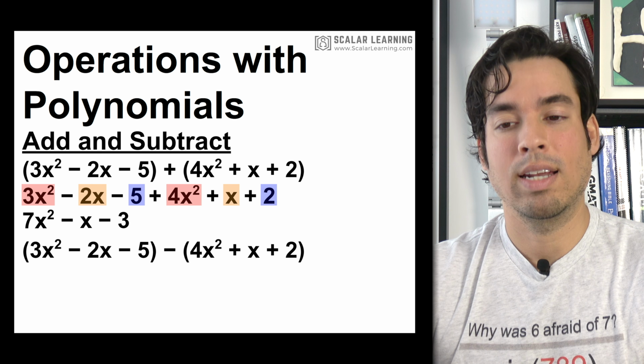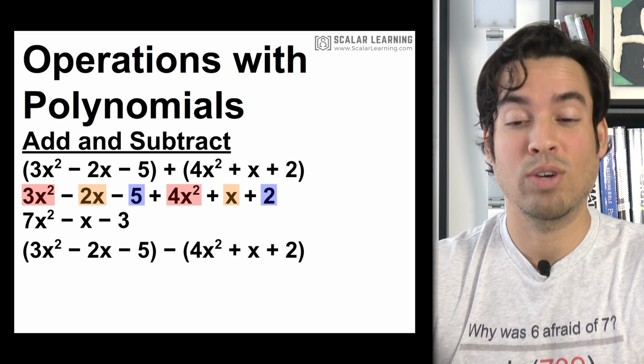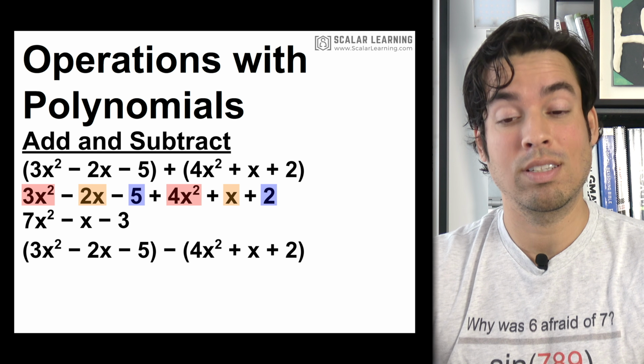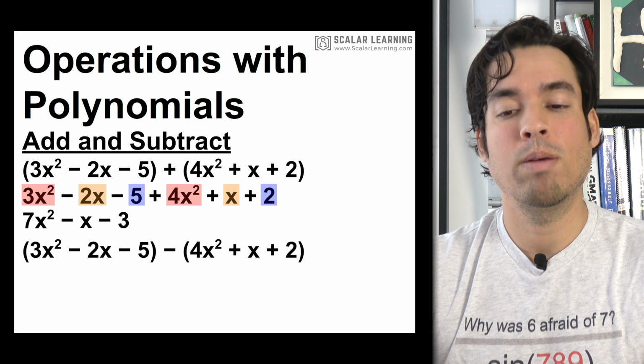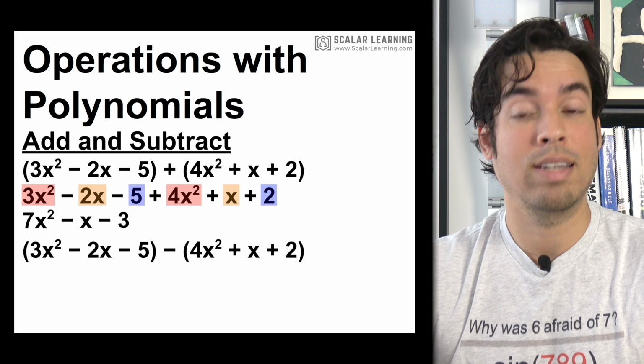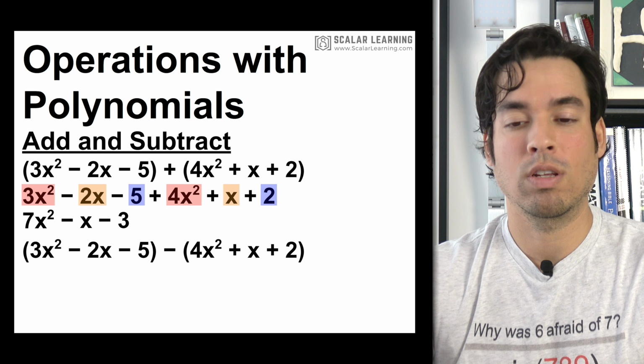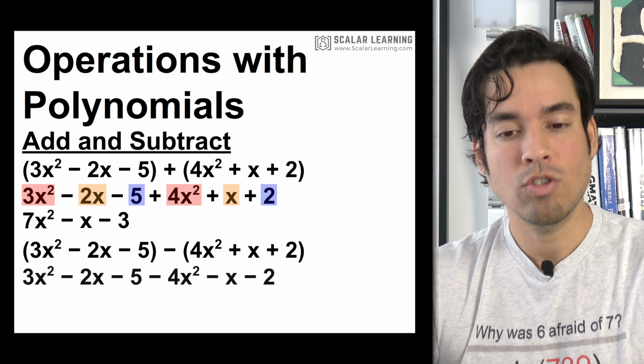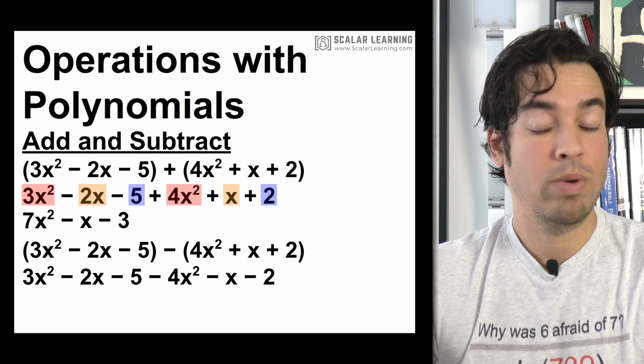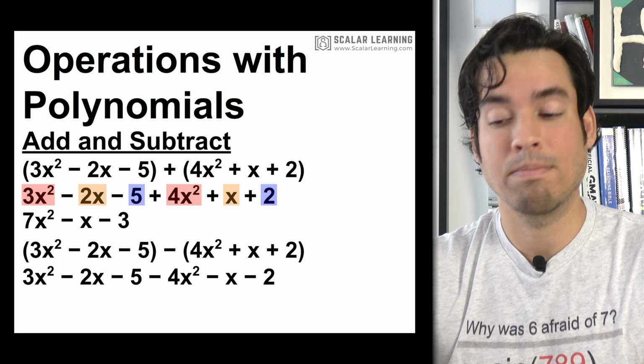Well, what if we had a subtraction going on here? Now we can't just get rid of the parentheses so easily. We have to remember that on the right side, that's really like a negative 1. So we have to distribute that minus across those 3 terms on the right. Now we have the same thing on the left, but we have minus 4x squared minus x minus 2.